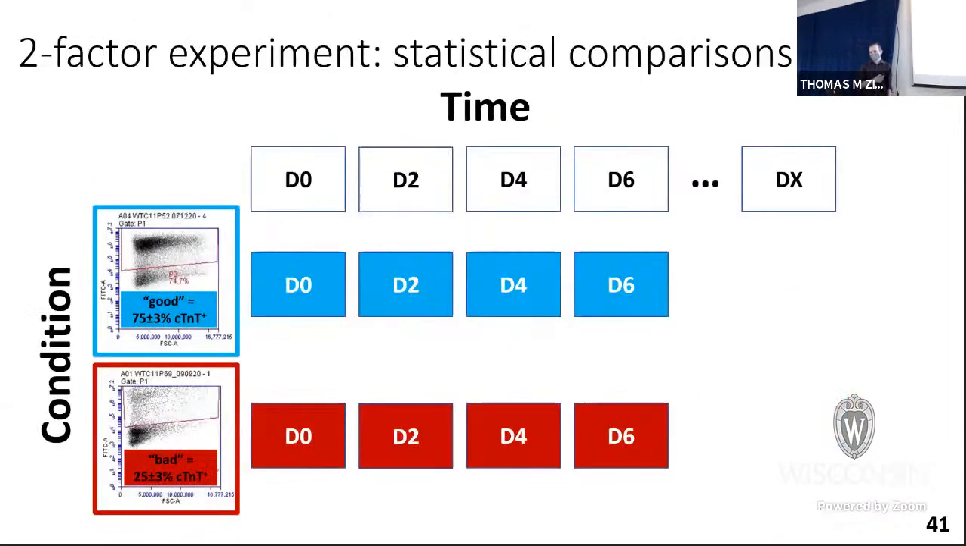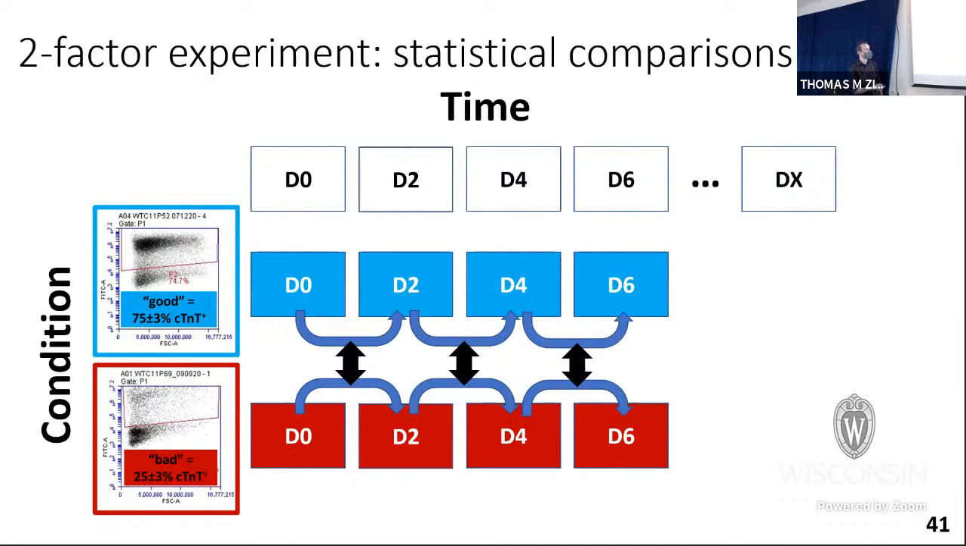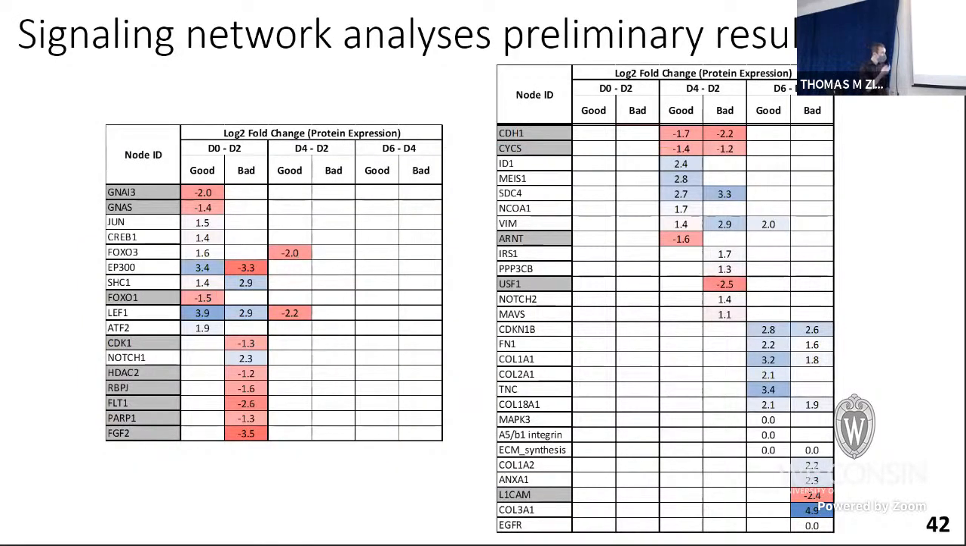The last type of analysis that I'll show here for this 2-factor experimental design is we can look at what changes in a good differentiation from day 0 to day 2, what changes in a bad differentiation from day 0 to day 2, and then compare that. So now instead of looking at just day 0 versus day 0 or day 2 versus day 2, we're looking at what is being upregulated in time for a good differentiation, and how does that compare to what's being upregulated in time for a bad differentiation. And again, we can do those pairwise comparisons for later time points as well.